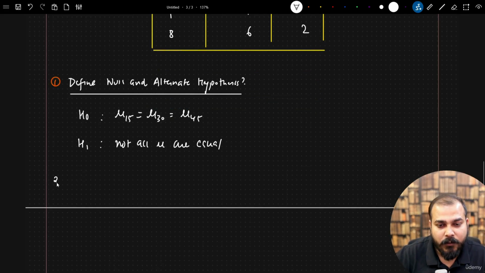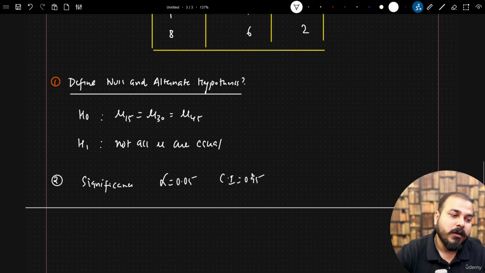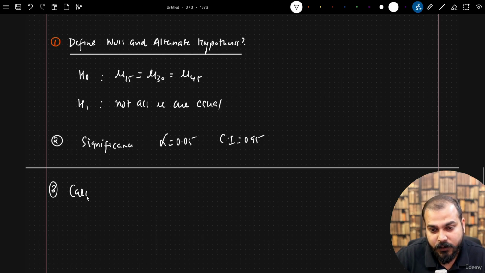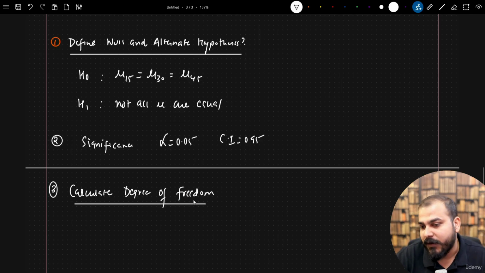The second step that we probably see is the significance value, which defines our confidence interval. So this is nothing but alpha 0.05. Confidence interval is 0.95, right? So this is with respect to the second step. Now coming to the third step, which is super important, which is called degree of freedom. So here I will try to calculate the degree of freedom. You have to follow these steps, guys. And based on that, we will be able to calculate the variance.